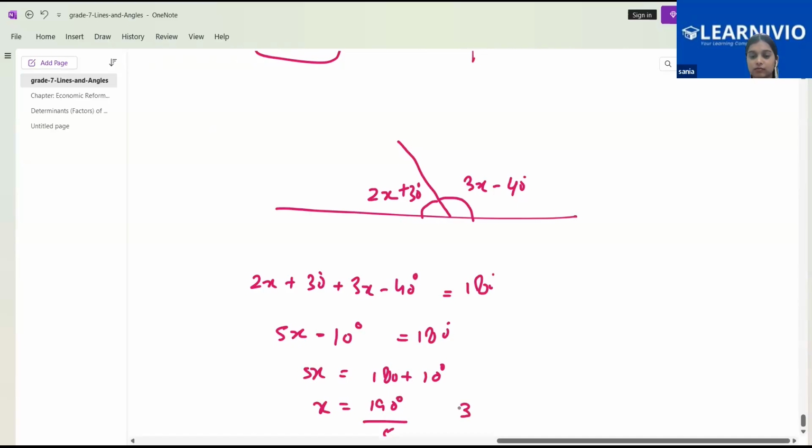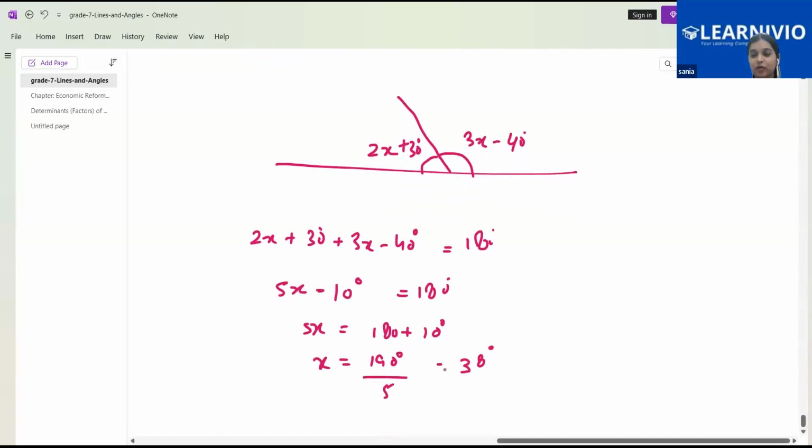Ma'am, what is this actually? I'll explain. You got 38 degrees, Ibrahim? No, ma'am. See, 2x and 3x you will add. Ma'am, I wasn't able to do it in the first place. I did it, right? 2x and 3x you add, you get 5x, right? 30 minus 40 degrees, you get minus 10.